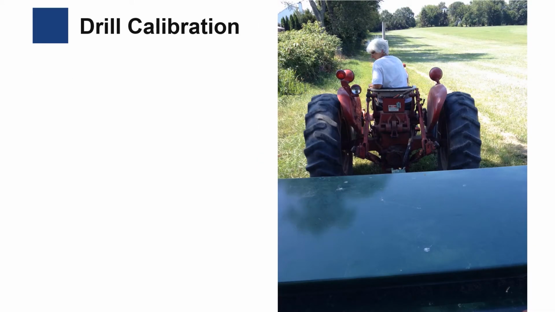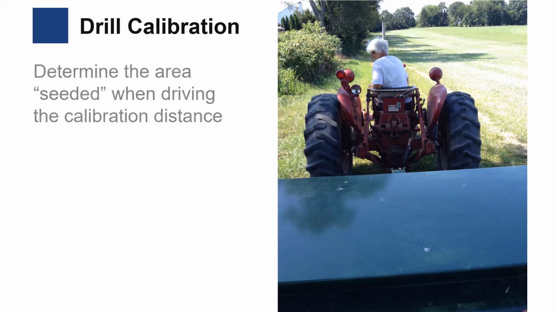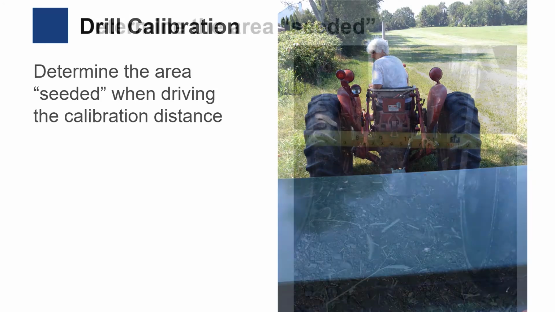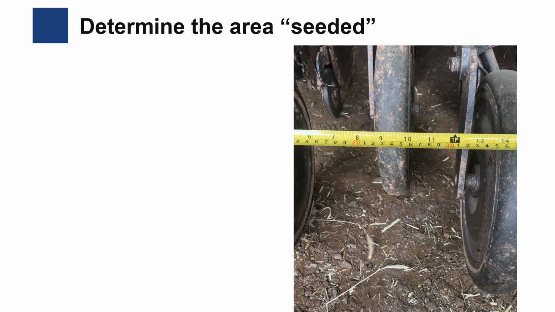Let's begin drill calibration. First, determine the seeding area when driving the calibration distance. Calibrate the drill for a driving distance of 200 feet. This is an arbitrary length, but is long enough to capture the field variability, yet not too long to be impractical. Next, determine the width seeded by your drill.